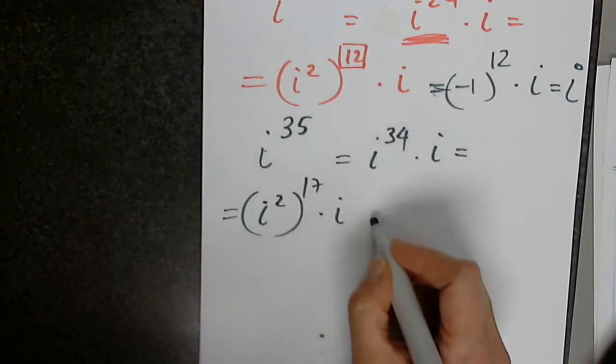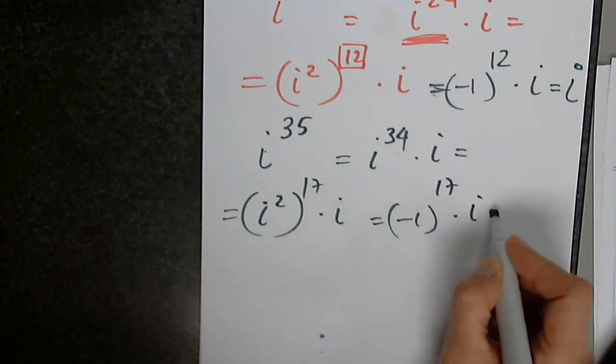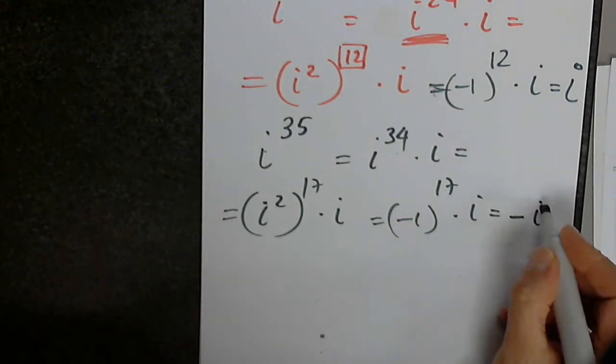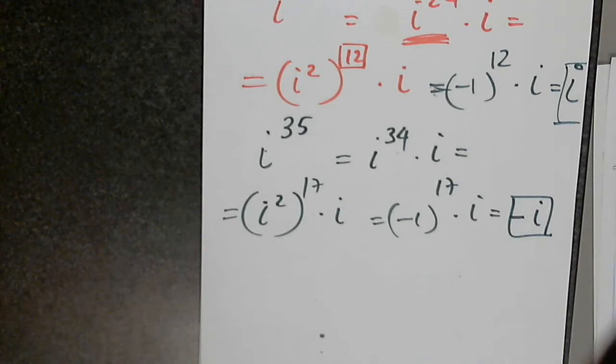Perfect. I just didn't hear. I'm sorry. So I replace i squared, which is -1 to the 17th power. And the only thing is I have to assess whether -1 to the 17th is 1 or -1. -1. So then the answer will be -i. Okay.